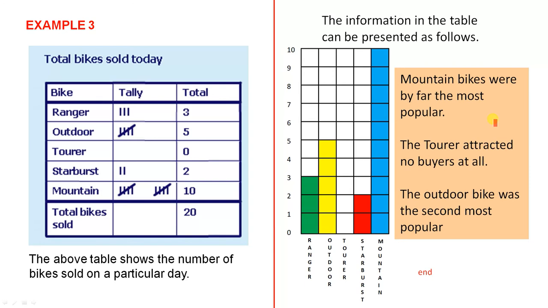Mountain bikes were by far the most popular. By far means that's so much longer than any of the others. The Tourer attracted no buyers. Most interesting why that didn't attract any buyers. We can make guesses if you like. And the outdoor bike was the second most popular. Of course, that had the second highest column.